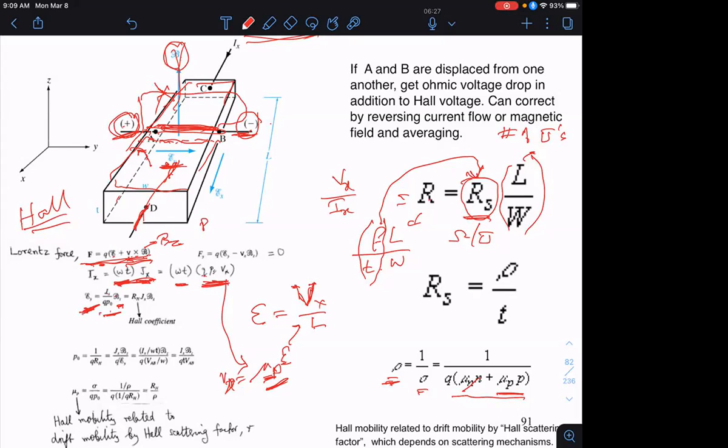And therefore, from the measurement of the Hall field, I can extract what the hole carrier concentration is. From the measurement of the resistance, I was able to get the product of the mobility times the hole concentration. Therefore, using the two measurements, I can independently get both the carrier concentration and the mobility of the carriers, okay? And that's what I'm showing over here.